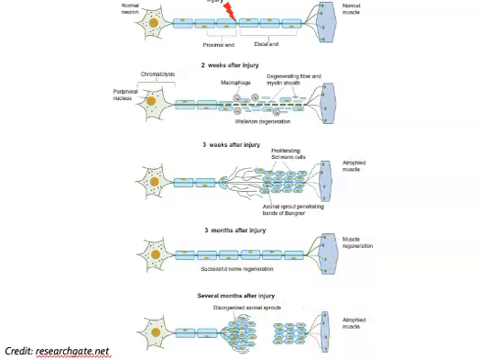Nerve regeneration is critically important in the peripheral nervous system, but it is not perfect, and it is not present at all in the central nervous system.